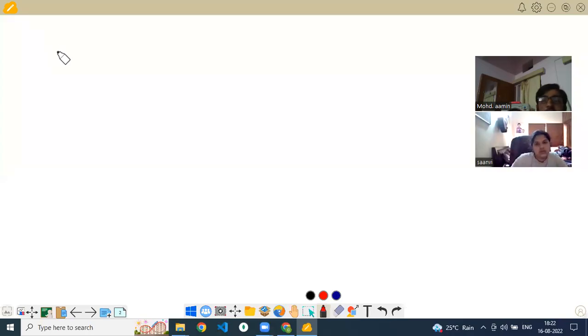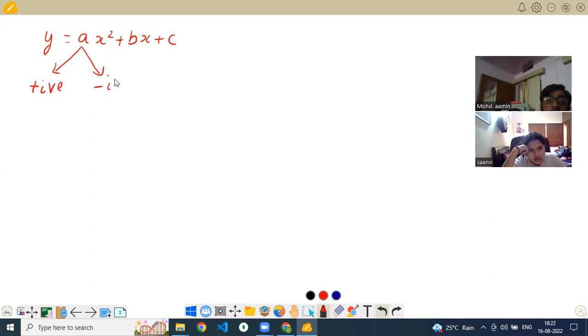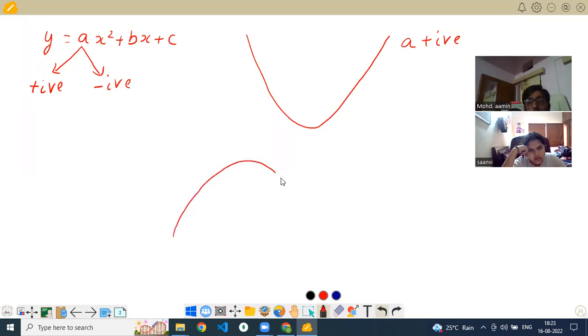So if I generalize this result of y is equal to ax square plus bx plus c, I have two cases here: A is positive and A is negative. Then this will be the shape of the parabola if A is positive, and this will be the shape of the parabola if A is negative.